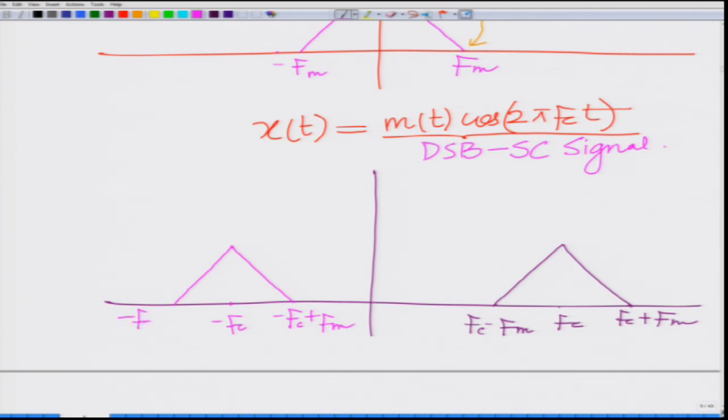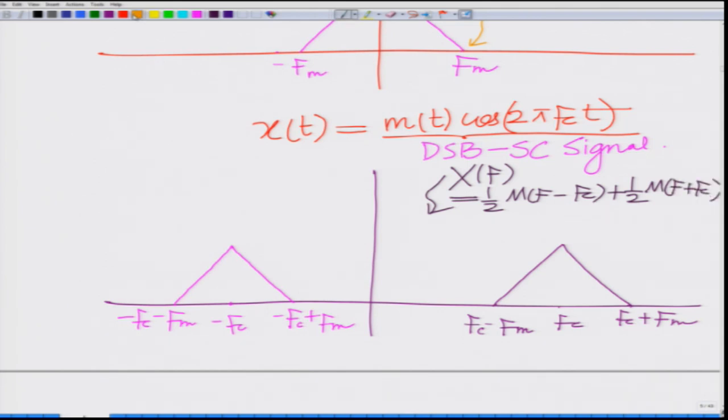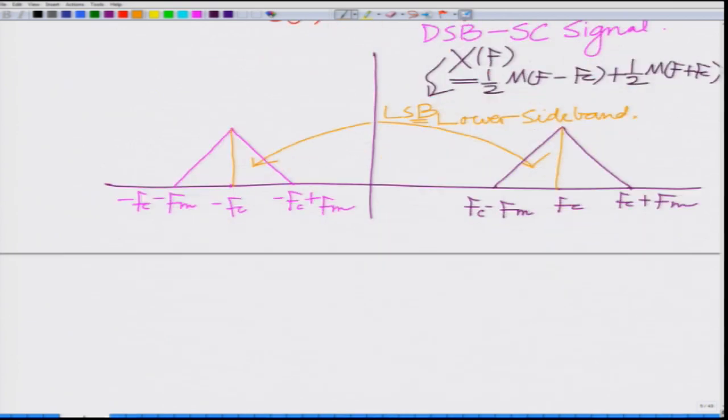And of course this spectrum is the spectrum of X(f), which is half M(f minus fc) plus half M(f plus fc). And what we have seen in this spectrum is that we have two sidebands which are symmetric. One is the lower sideband, correct? So this comprises your LSB, the lower sideband, and we have the upper sideband, correct?